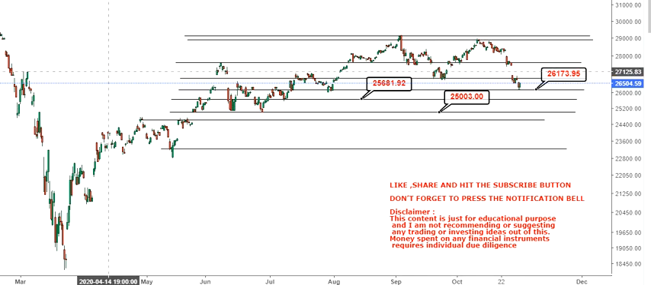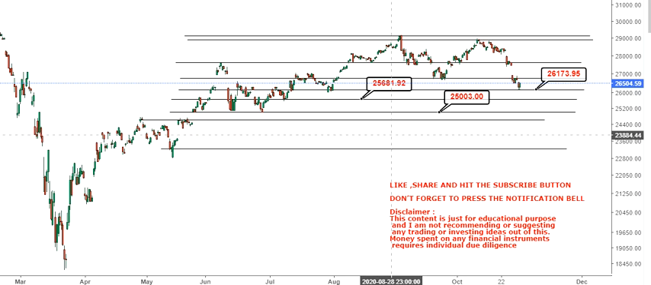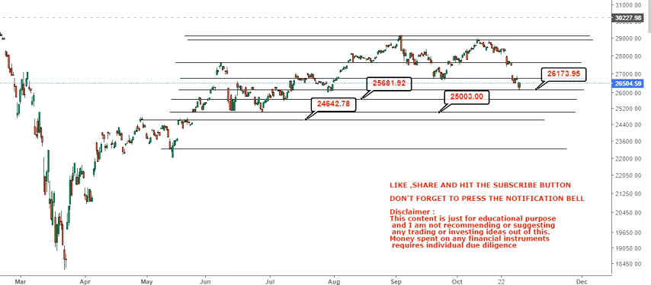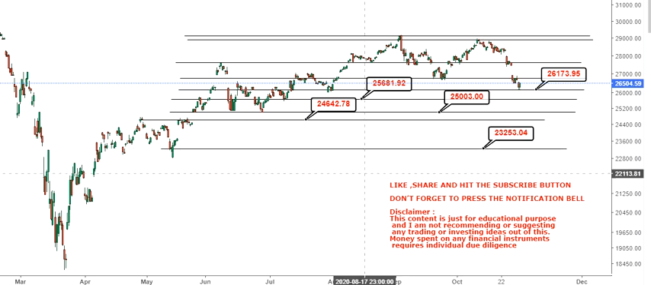So if the stock price or the index price falls below 25,000, then we have a close support at 24,642, but if it falls below that, then it could probably lead towards 23,251. So if it falls below 25,000, one needs to be very careful about the trend in the short term, because things could move in both ways.